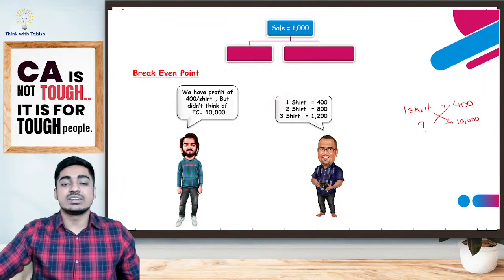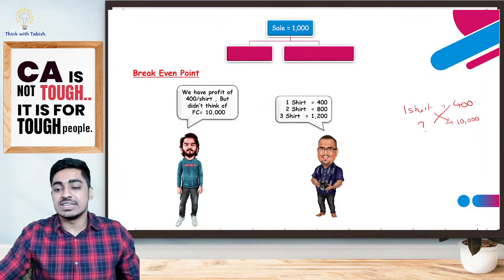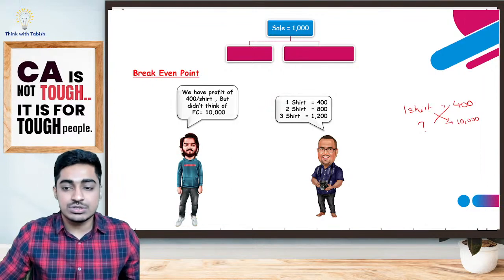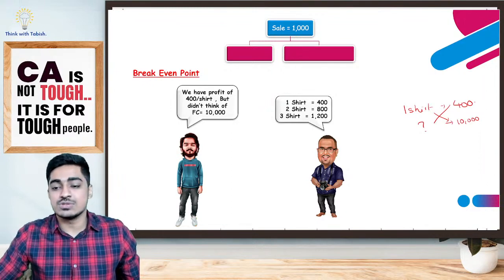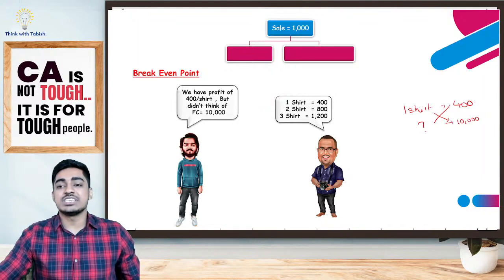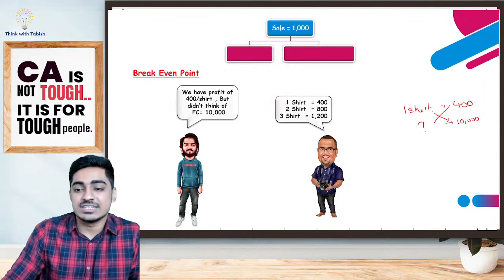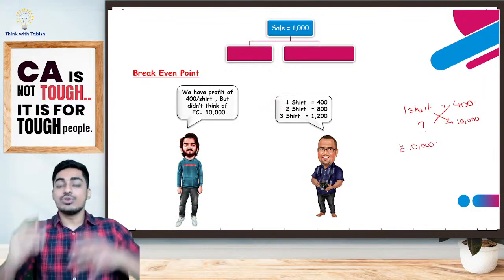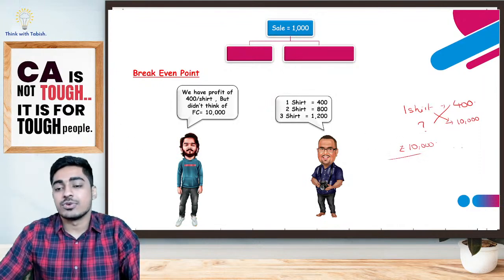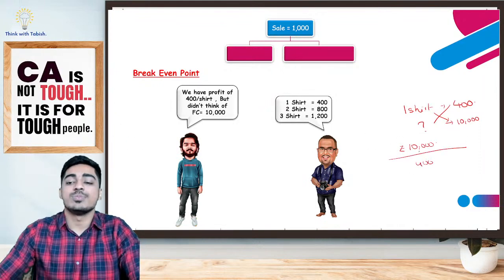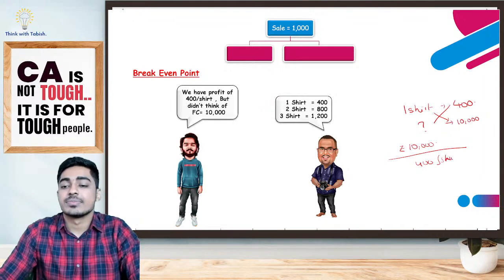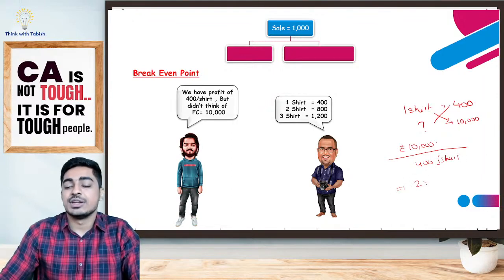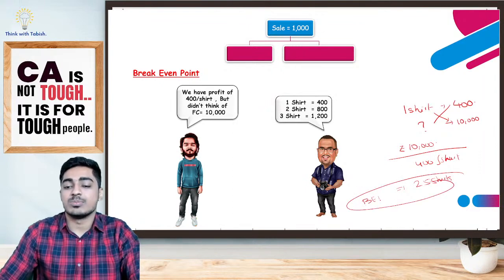If I sell one shirt, it is 400. Two shirts, it is 800. Three shirts, it is 1200. Five shirts, it is 2000. So how many shirts should I sell to reach my break even? No profit, no loss. It will be 25 shirts. Yes or no? So, cross multiplication: 10,000 rupees in total I want to absorb. For every shirt, I am getting 400 rupees per shirt. So I have to sell 25 shirts. This is my break-even point.